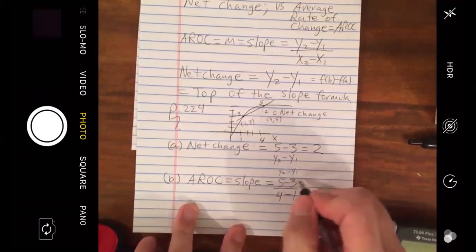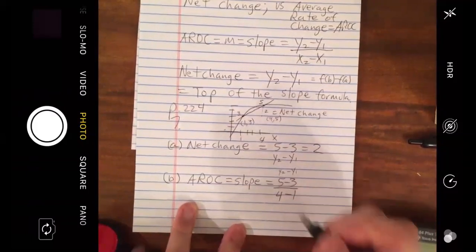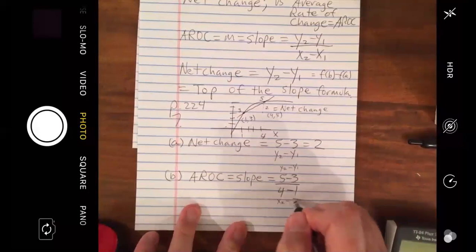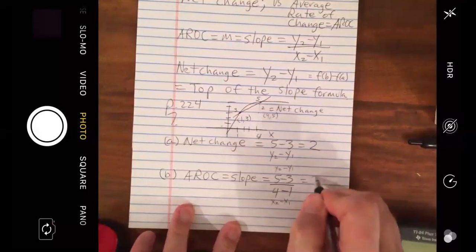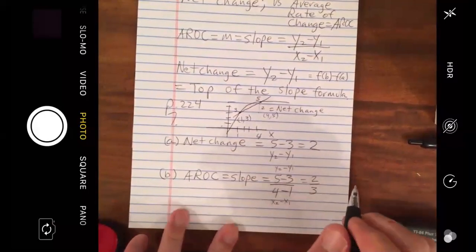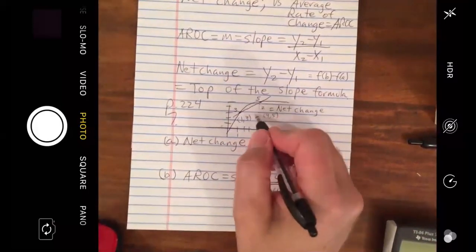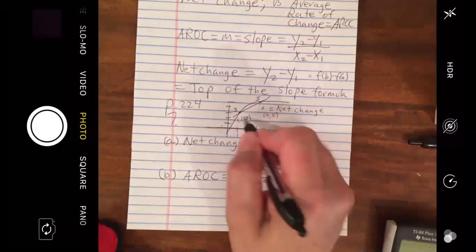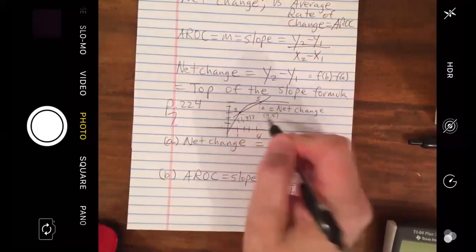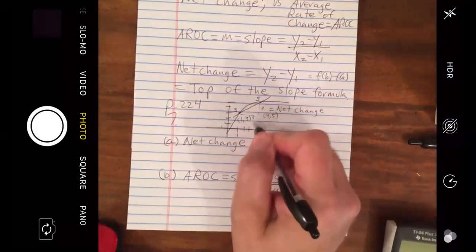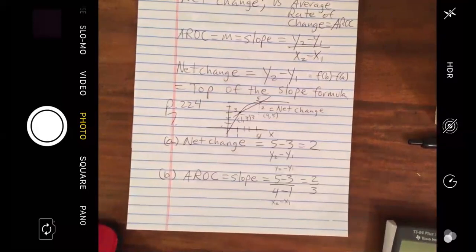In fact, I didn't even have to work it out again. I could have just used that answer. x2 minus x1, 2 over 3, 2/3. You know, I've risen 2 for a run of 3. So my slope is the division of the 2 over the 3. Rise over the run.